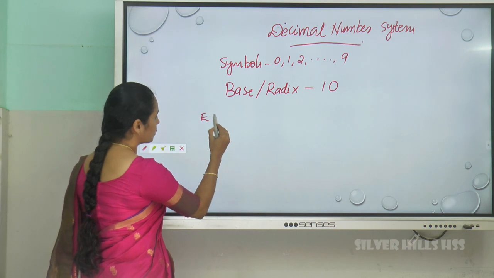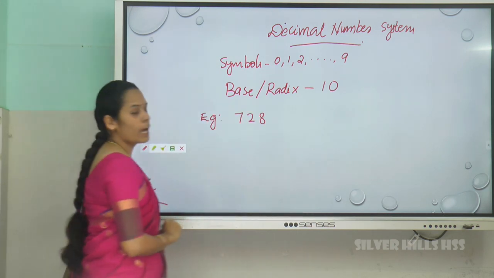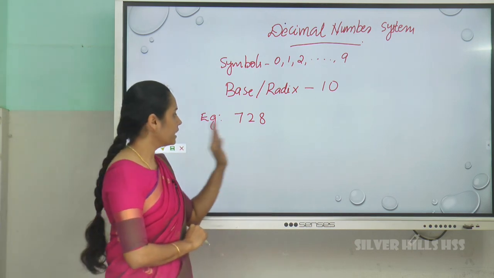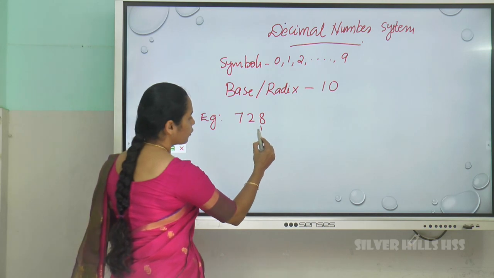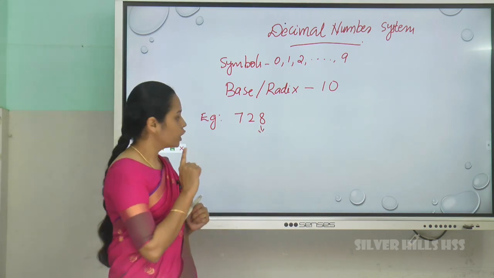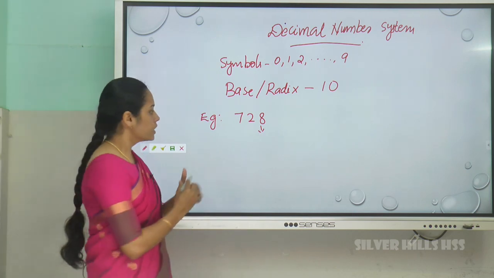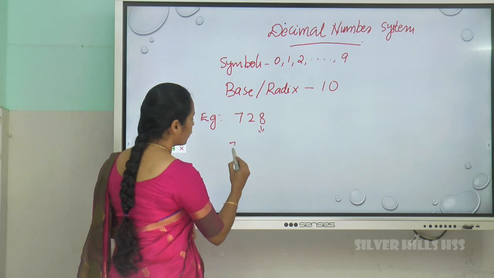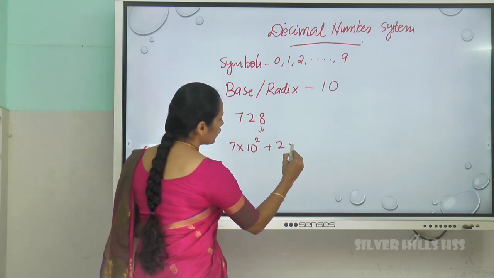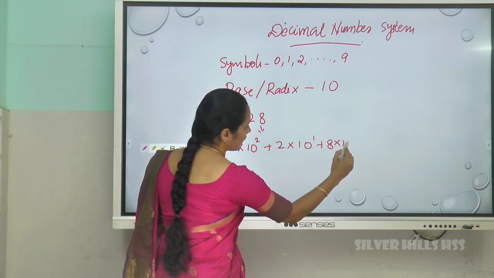Now let's take an example. Suppose I am writing the number 728. Here you can see the place value of 8: it is in the ones place, 2 is in the tens place, and 7 is in the hundreds place. So we can write this number as 7 into 10 raised to 2 plus 2 into 10 raised to 1 plus 8 into 10 raised to 0.